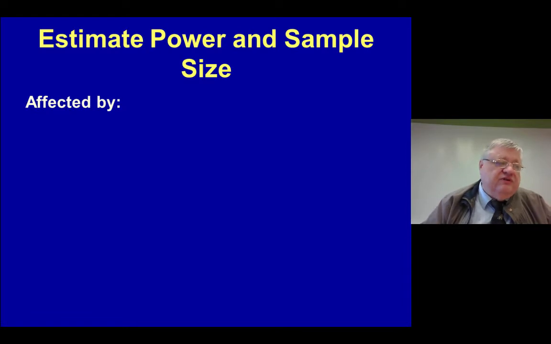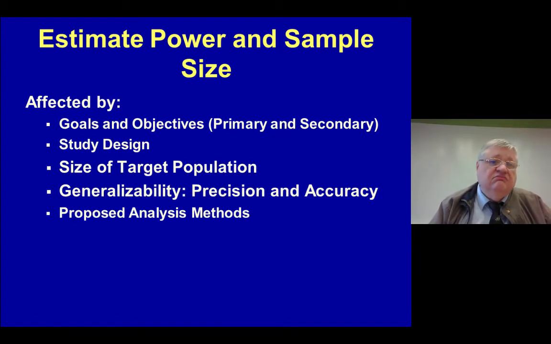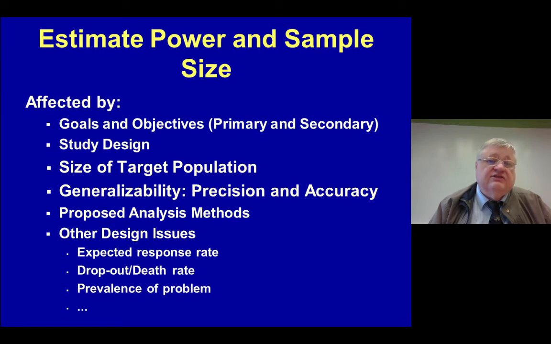Both of these are affected by a number of things, one of which is your goals and objectives. What are the primary and secondary ones? For example, do you have enough power to answer the secondary objective of whether or not there is a sex difference between older men and older women when you've collected data on a wide age range? It's affected by your study design and the size of your target population. Is it a small group or a large population that you're looking at?